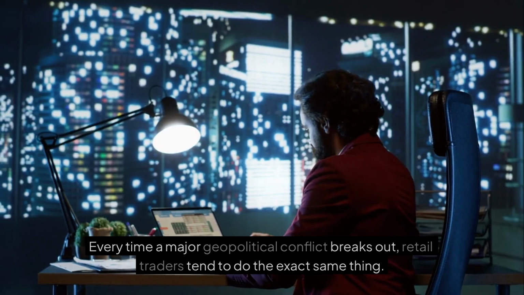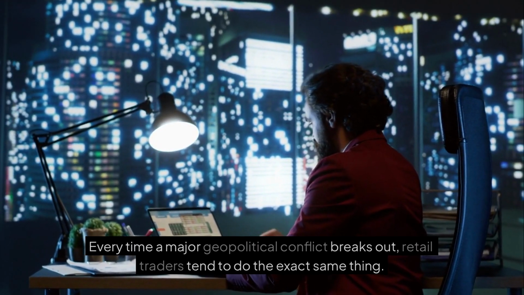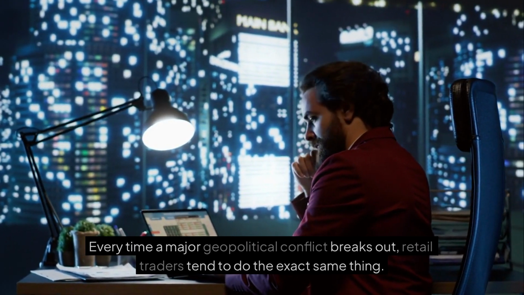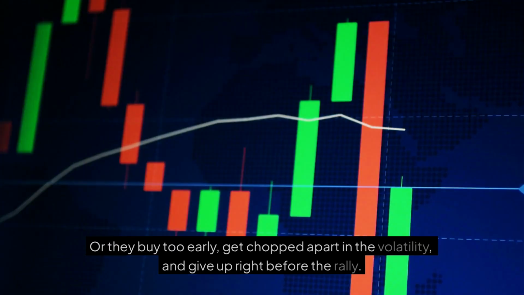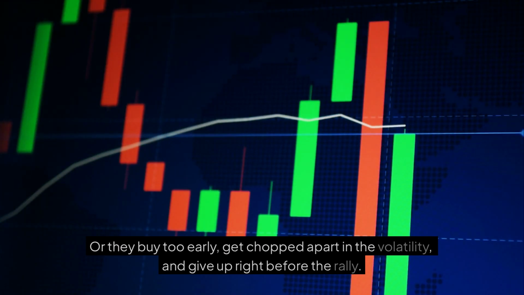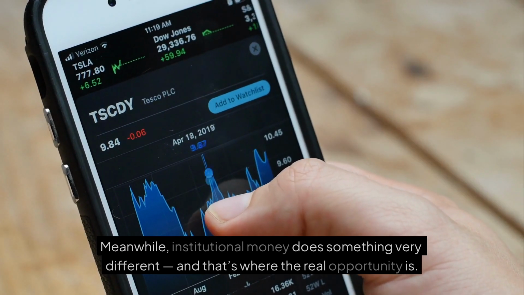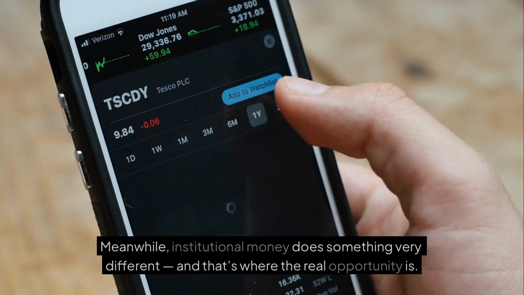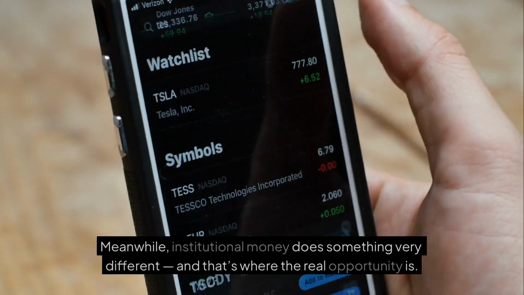Every time a major geopolitical conflict breaks out, retail traders tend to do the exact same thing. They panic and sell near the bottom. Or they buy too early, get chopped apart in the volatility, and give up right before the rally. Meanwhile, institutional money does something very different, and that's where the real opportunity is.